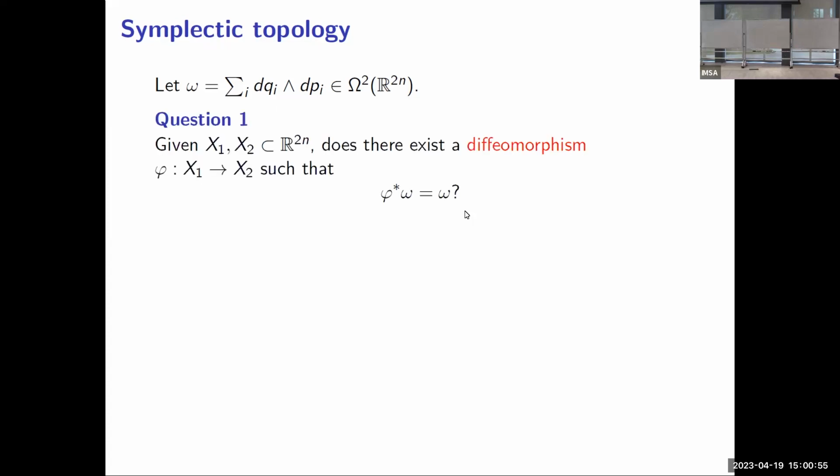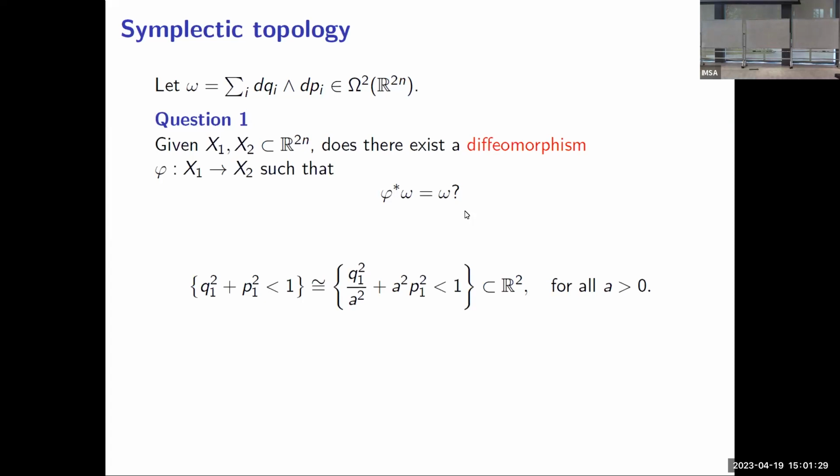And the first question, which is a typical classification question, is given two subsets of R^2n, when is there a diffeomorphism that preserves the symplectic form? So we call that a symplectomorphism. Usually this question is very hard. Here's a very simple example of a symplectomorphism. You just stick a disk into an ellipse in R^2. And there are many easy things one can do in dimension 2 that preserve the area form. But in higher dimensions, this turns out to be pretty hard in general.